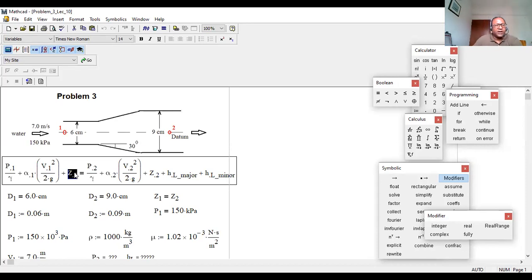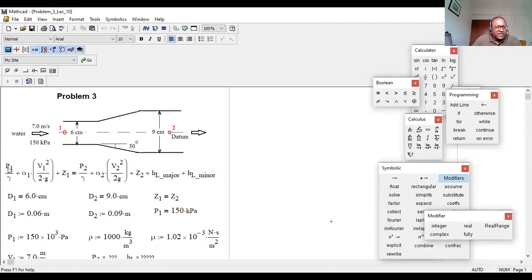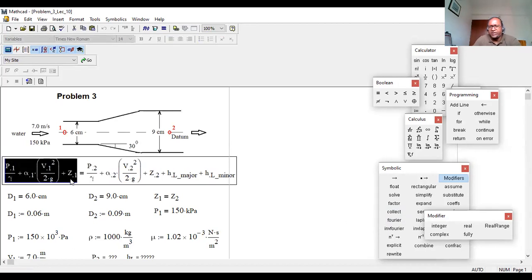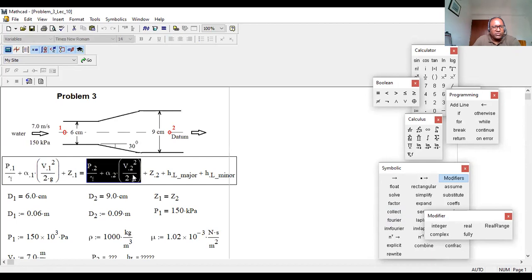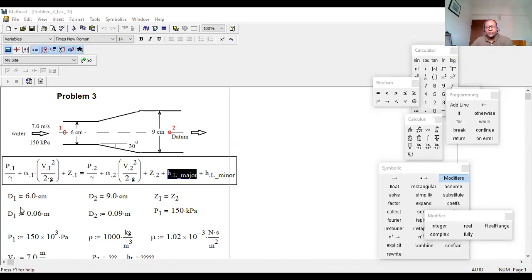Okay. Now, this is the energy at point 1. At point 2, this much energy. And over here there will be two losses. One is head loss due to the sudden expansion, the minor head loss, and HL is the major head loss. Now you figure out what data is given.